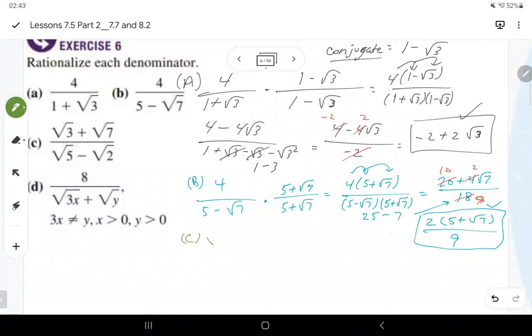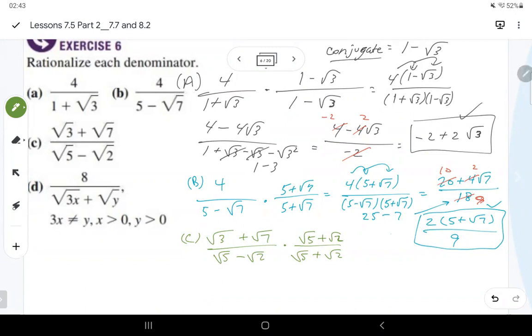All right, so C is the square root of 3 plus the square root of 7 over the square root of 5 minus the square root of 2. We have to multiply by the conjugate of the denominator. So not the numerator, the denominator. And that makes this a little bit gross, but we can still do it.